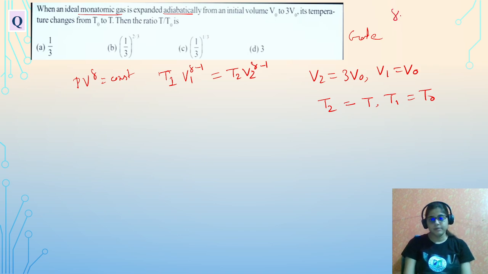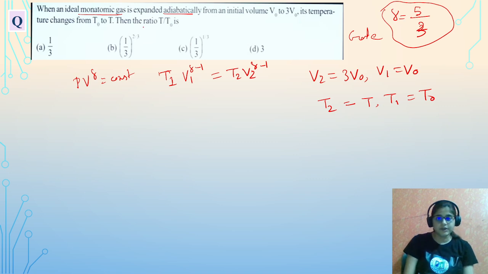I will explain it in the next video, but for now please remember that gamma is equal to 5 by 3. We want to know the ratio of T by T0, so first we have to put the values here.